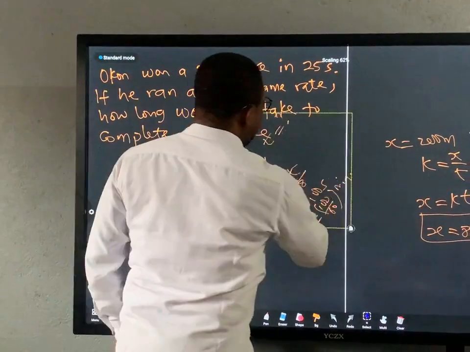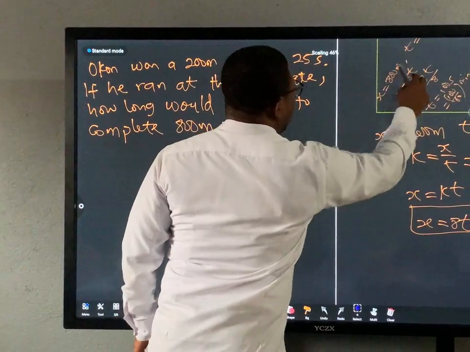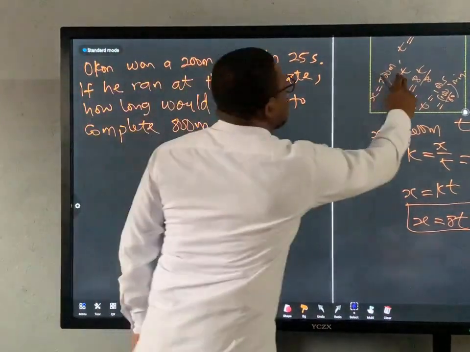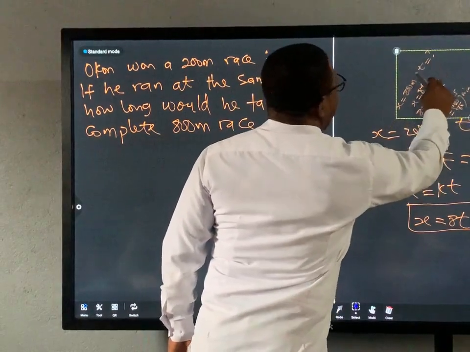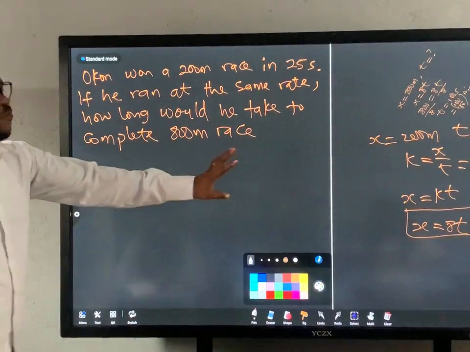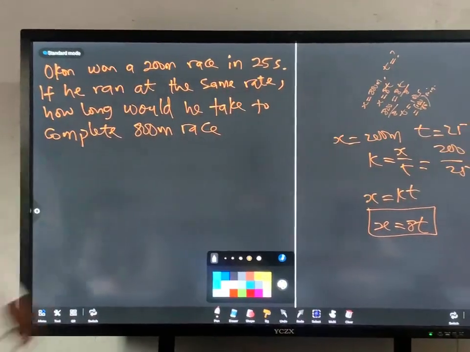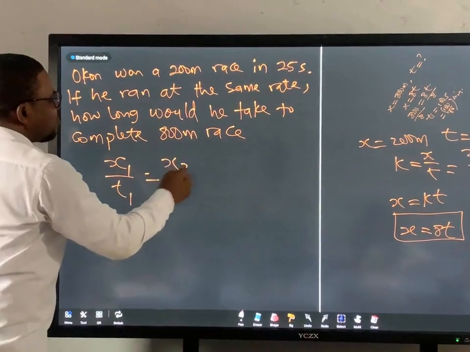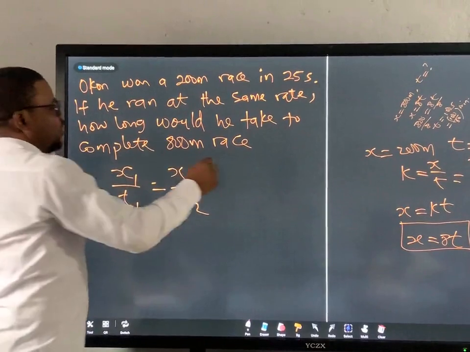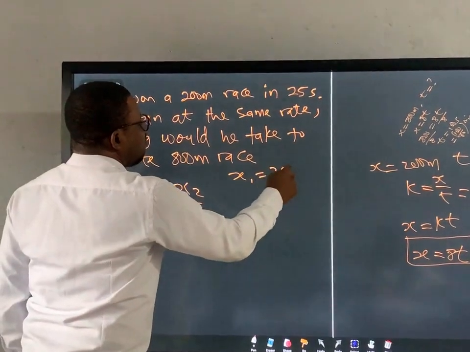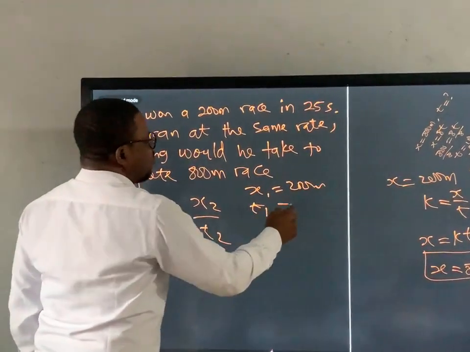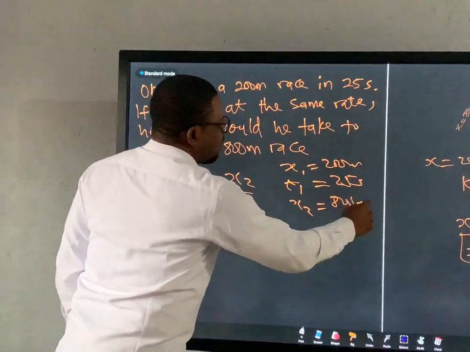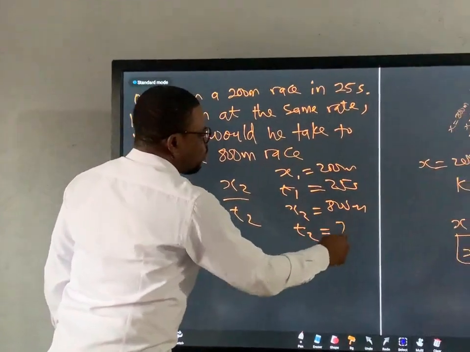Because I wasn't asked to find the value of k, I can just use that x1 over t1 is equal to x2 over t2. X1 becomes 200 meters. T1 becomes 25 seconds. X2 becomes 800 meters. And T2 is what we're looking for.